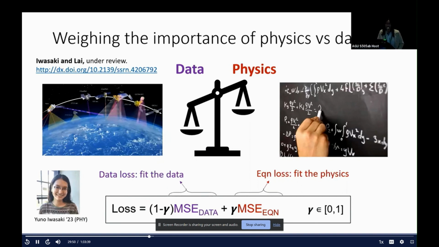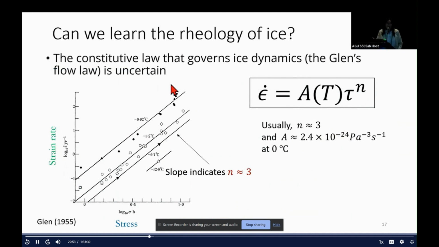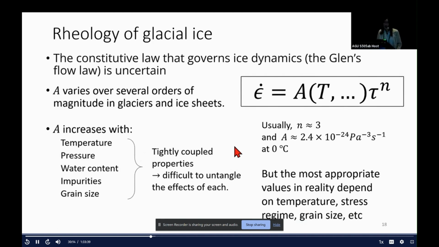So what do we do now? We know that many aspects of ice sheet modeling depend on the assumptions of ice rheology. And the commonly used rheology, the Glen's flow law, is based on laboratory measurements, which show that stress increases with strain rate. And this relationship can be captured by a power law with a fitted exponent n equal to 3. But we know that real glacial ice is much more complicated. In particular, this prefactor can depend on pressure, water content, impurities, and grain size, and it can be challenging to untangle their effect on the rheology.